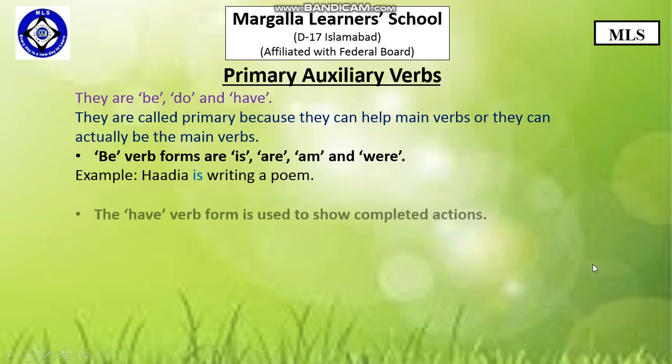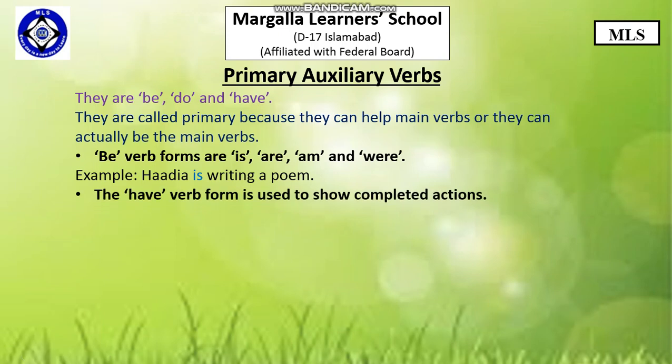Now, let's come to the have form. The have verb form is used to show completed actions. For example, she has just finished her lunch. In this sentence, the action of eating has been completed. And we know that have is used for plural and has is used for singular.